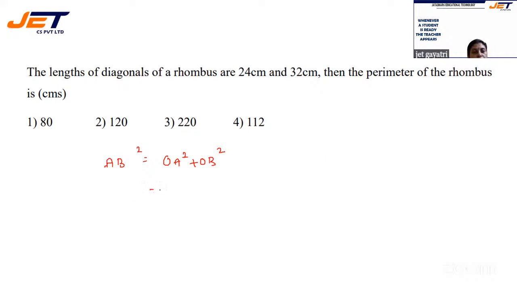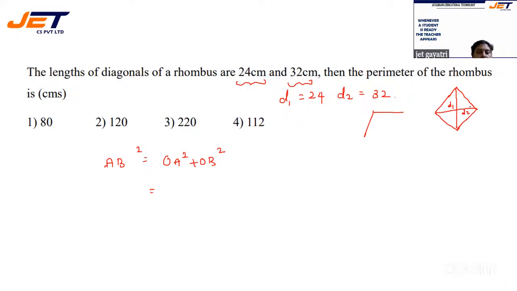Yes. Now what is OA square? Before that, what are these that we need to note down? Isn't it diagonal 1, right? And diagonal 2. So D1, D2. So the rhombus has two diagonals, D1 and D2. One diagonal is D1, the other diagonal is D2.